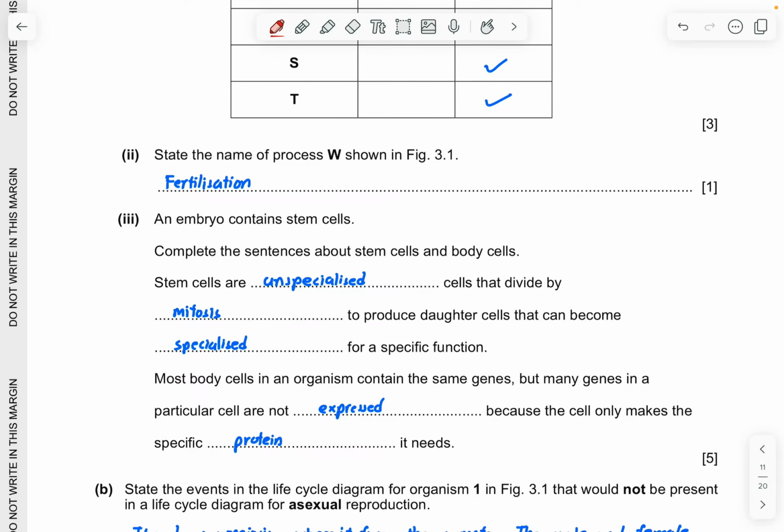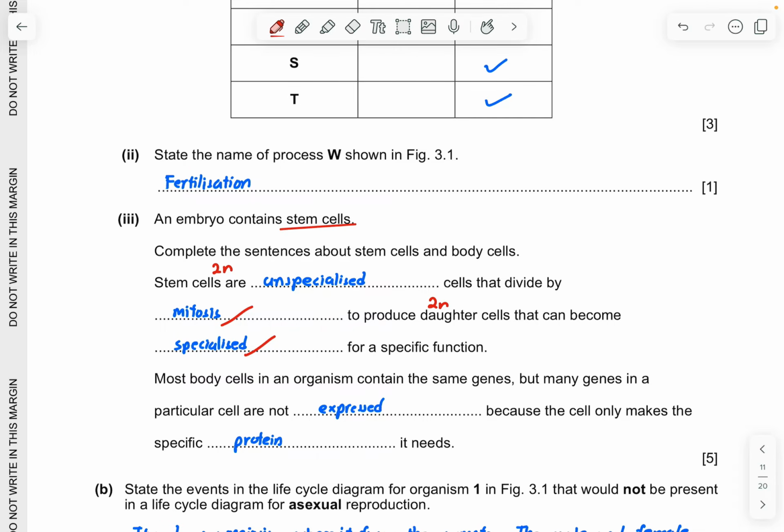Now, an embryo contains stem cells. So you need to always know that stem cells are always unspecialized cells, and they can eventually differentiate to become specialized cells. So stem cells are unspecialized cells that divide by mitosis because the number of 2N to 2N is still the same. That can become specialized for specific function. It's always stem cells acting as like, I can become anything. And when I become anything, I become more specifically the specialized type.